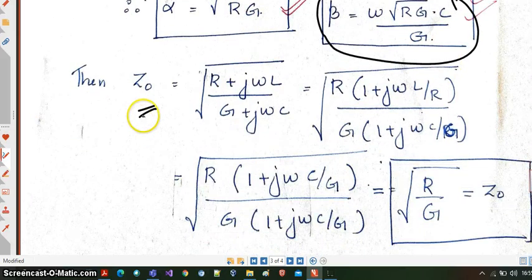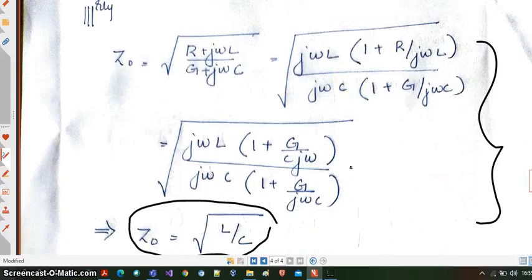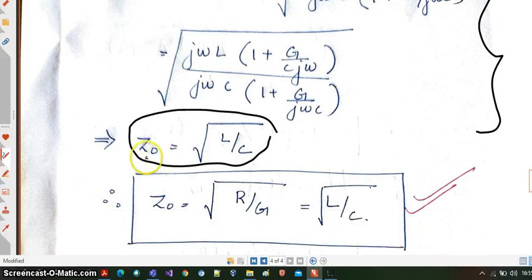Again, coming back to characteristic impedance, you know the expression is square root of (R plus j omega L) by (G plus j omega C). I am taking R outside, G outside, arranging the terms. Finally, I will get the square root of R by G, which is your Z0. Similarly, you will get the expression for Z0 as square root of L by C also.